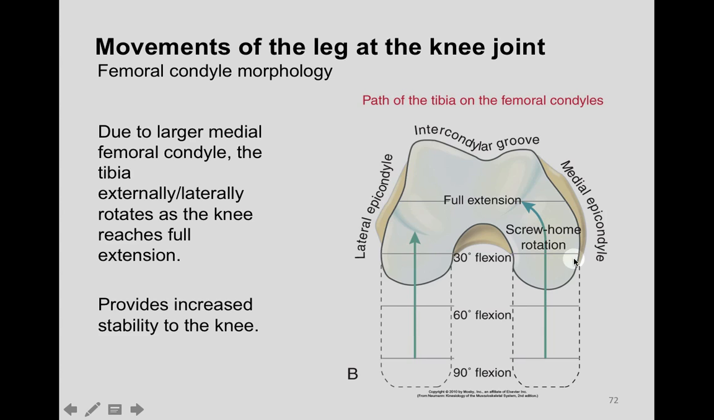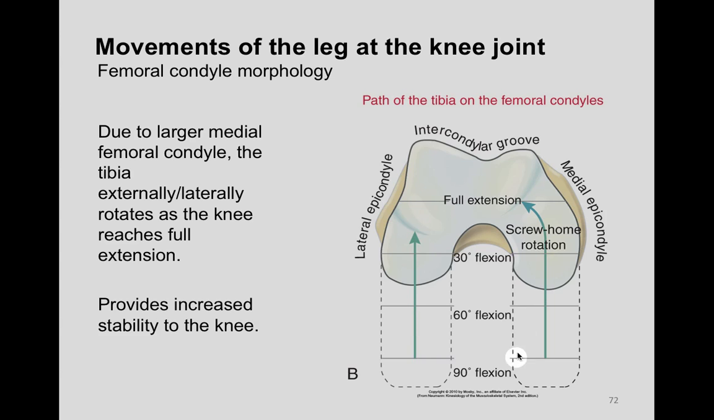Due to the larger medial femoral condyle, as the tibia extends in full extension, it will externally or laterally rotate. If the femoral condyles were equal in size, the tibia would simply swing out of the screen toward you and not rotate at all. It would be a simple hinge joint. However, the medial epicondyle is much larger.